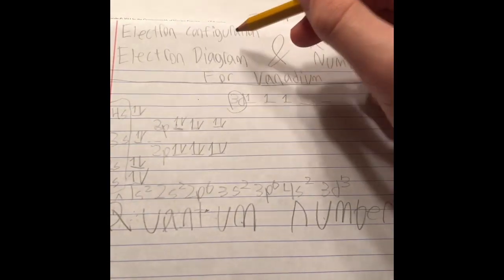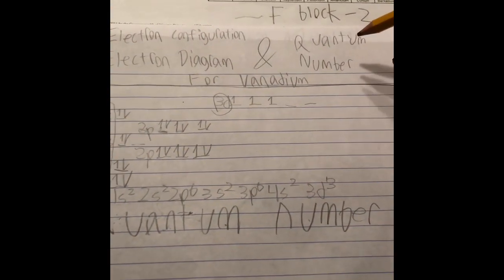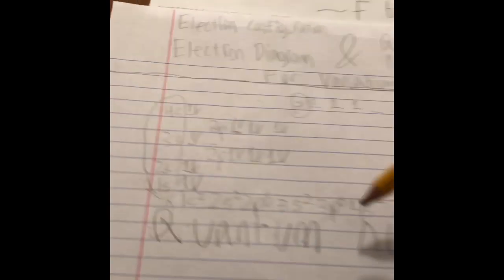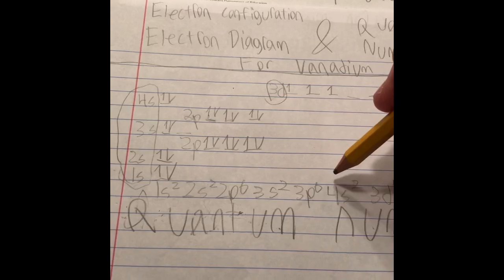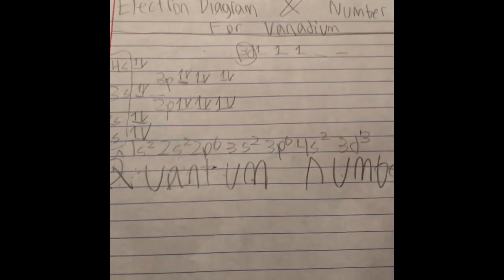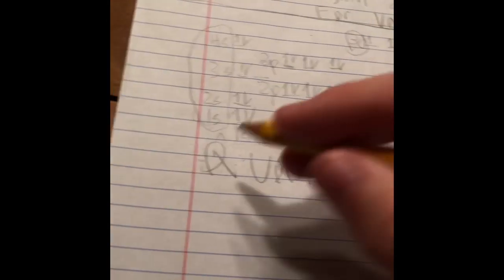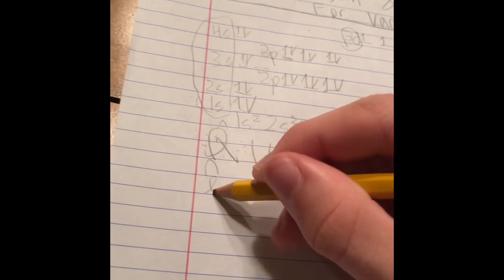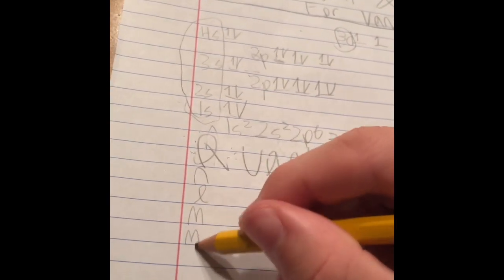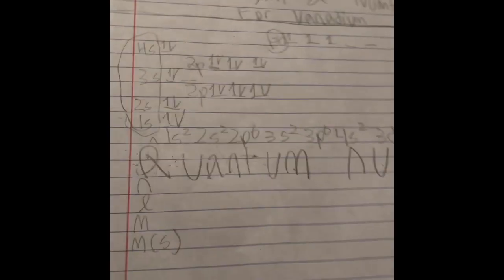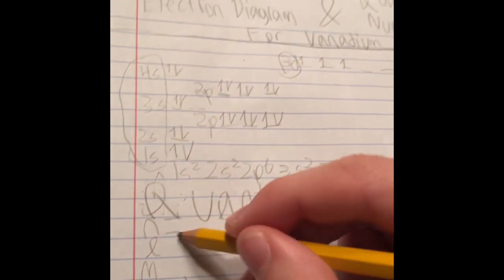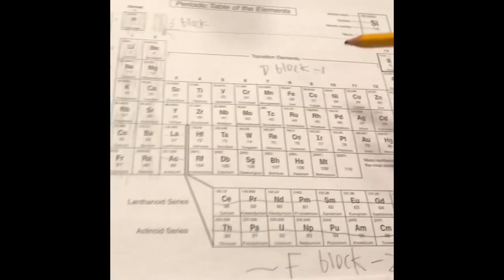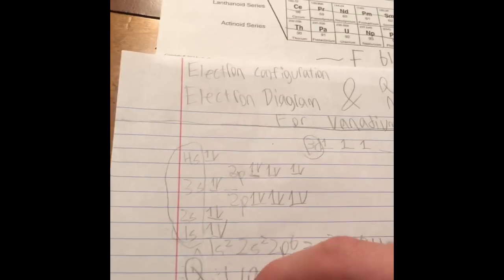The electron configuration, diagram, and quantum number is all unique to an element. So no other element except for vanadium is going to have this electron configuration and diagram, and it won't have the same quantum number. To get to the quantum number, you need 4 things. You need N, L, M, and M of S. To get N, it depends on the energy level. Vanadium's in energy level 4, but since it's in the D block, it's -1. So N is going to equal 3.